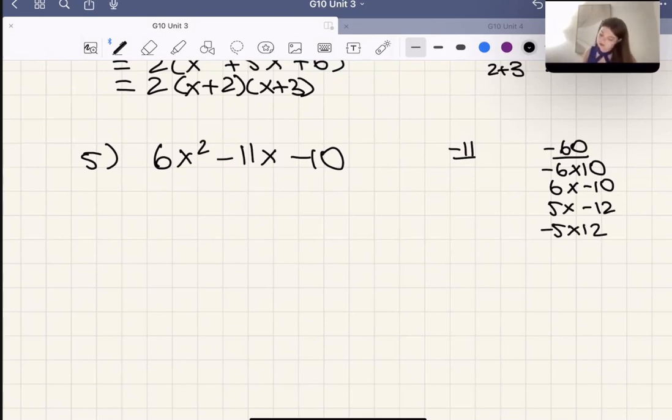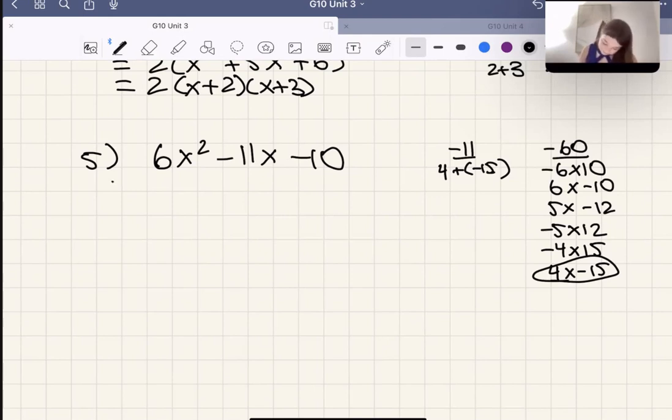That's not going to work though. Okay, what about 13, 14, 15? 15, that works. And here it is. 4 plus negative 15 is negative 11, and 4 times negative 15 is negative 60. There we go. We did it.